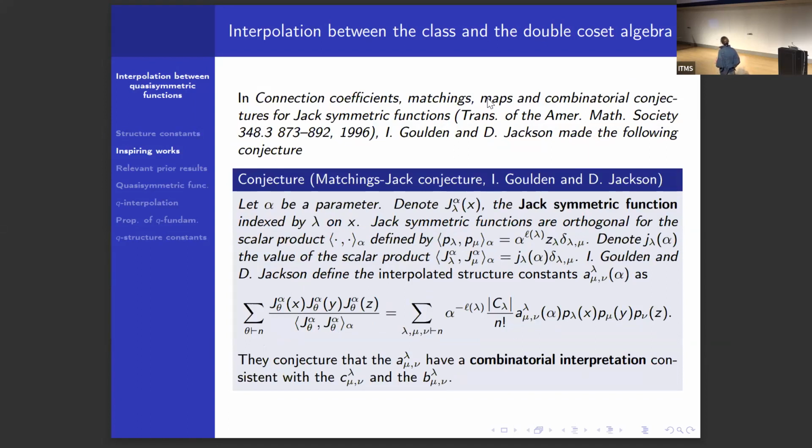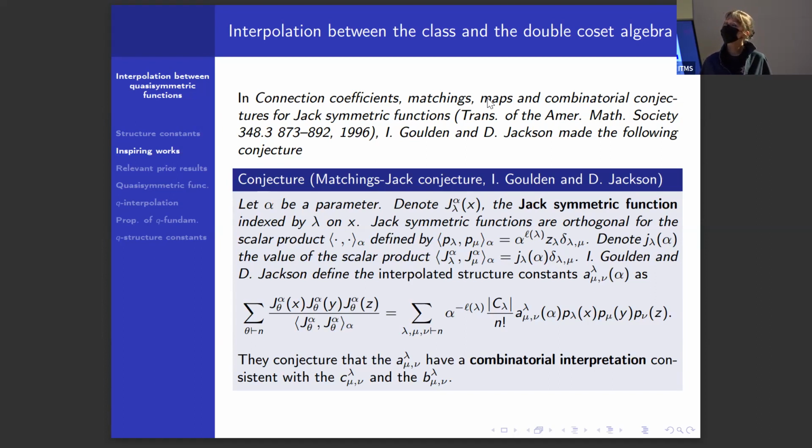Ian Goulden and David Jackson write a more general formula involving Jack symmetric functions, J here. Jack symmetric functions are in fact an orthogonal basis of symmetric functions with respect to the scalar product that is deformed by an additional parameter alpha. What is important about Jack symmetric functions is that they specialize to Schur symmetric functions when alpha is equal to 1 and to zonal symmetric functions when alpha is equal to 2.